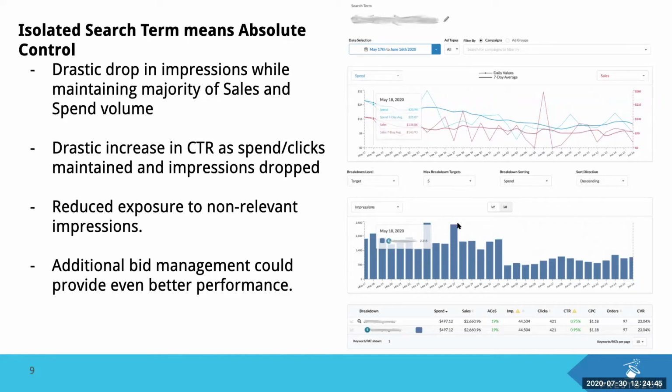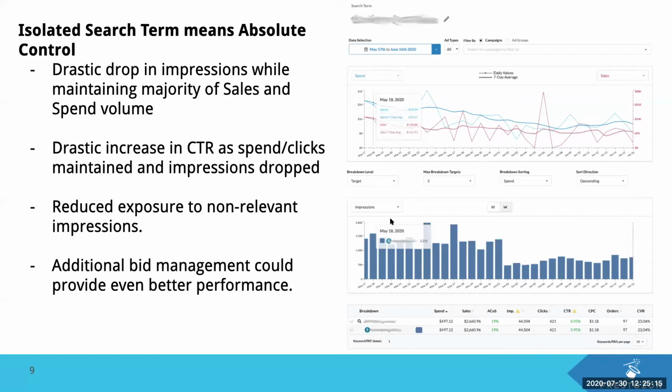We do have a quick question. Is search term isolation only for exact keywords? Yes, because the idea behind search term isolation is having a one-to-one relationship between a search term and a keyword. You can't have that one-to-one relationship if you're using a broad or a phrase match.